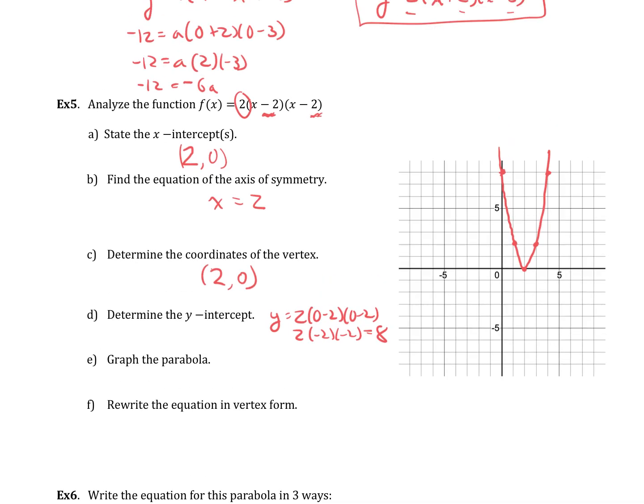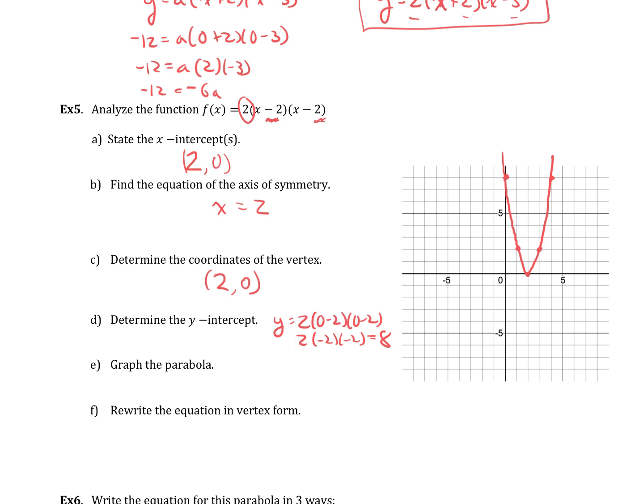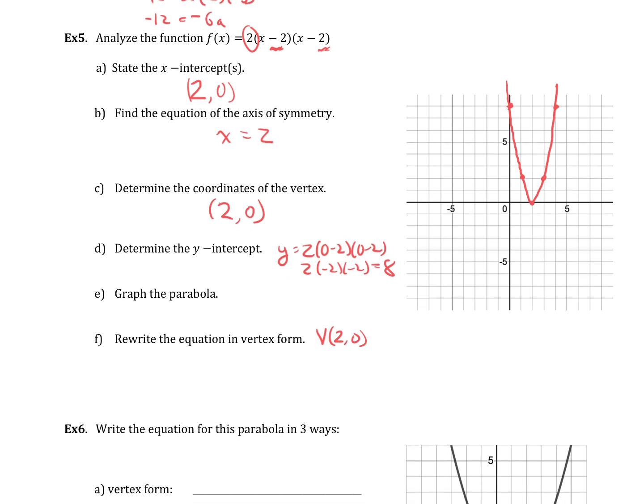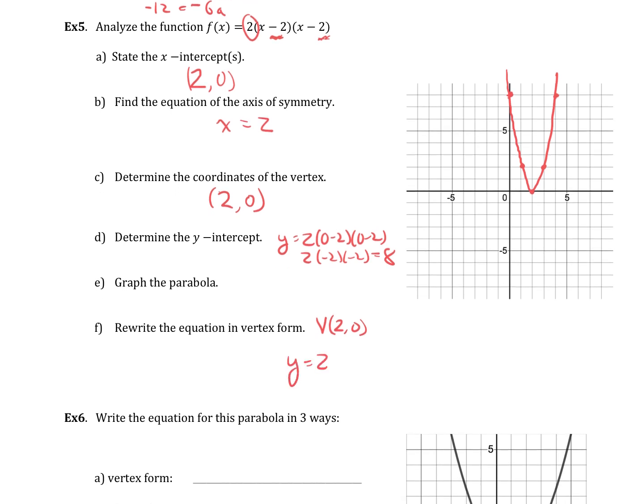Okay, and we write in vertex form. Oh, in vertex form. Well, the good news is we know the vertex. The vertex is at (2, 0), and we know that a is 2. So all we have to do here is put in what we know. Y equals 2 times, and then the vertex is (x minus 2) squared, plus 0, which I don't need.